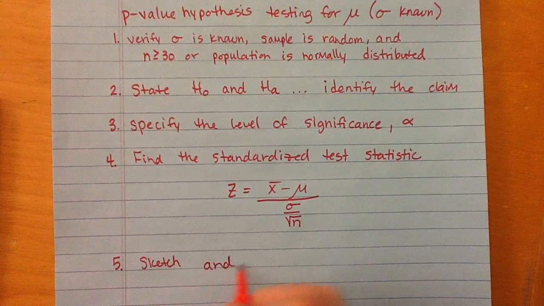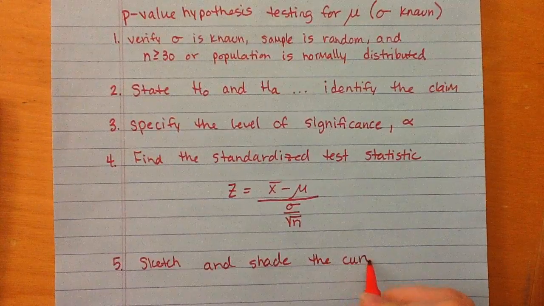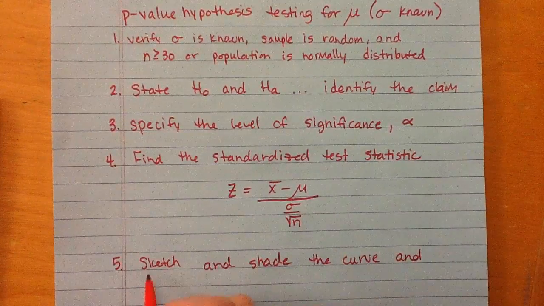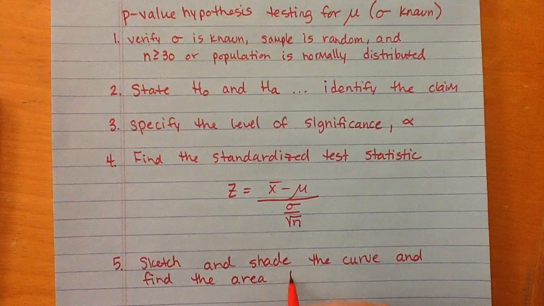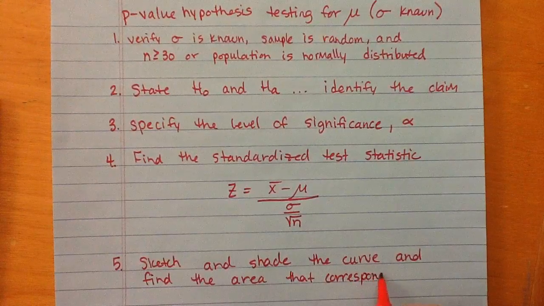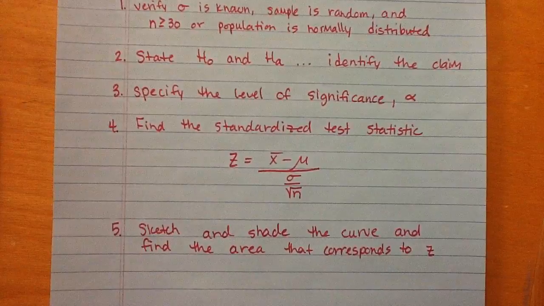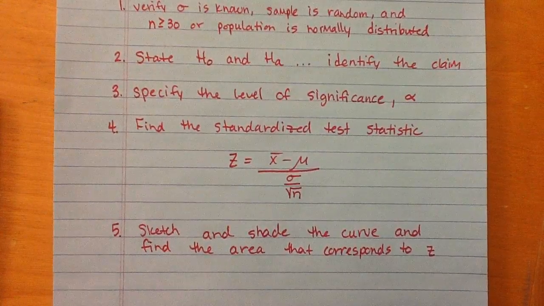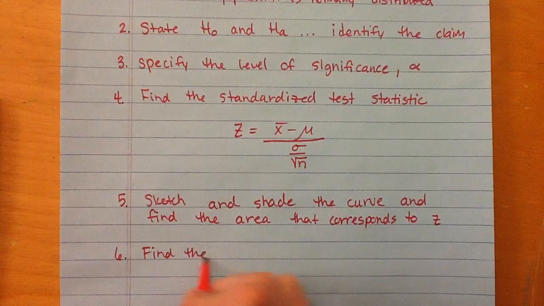Sketch and shade the curve and find the area that corresponds to z, that z-score. So that's going to use table 4.